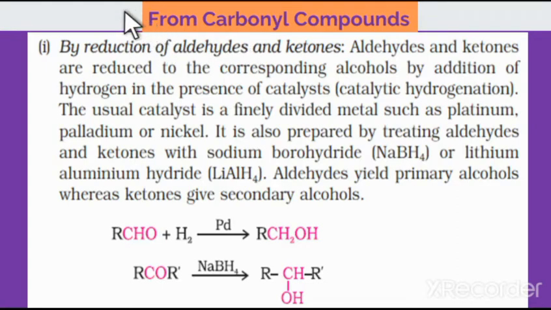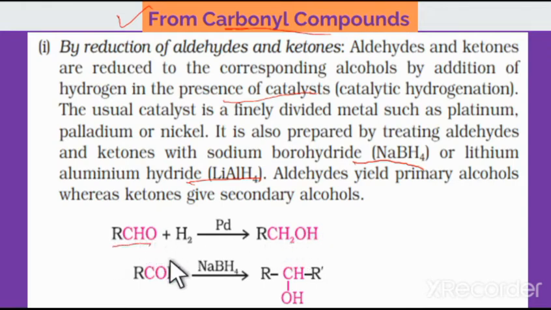Next, we can also get the alcohols from the carbonyl compounds, that may be aldehydes or ketones. So when the aldehydes or ketones undergo reduction, here we can use reducing reagents like sodium borohydride or lithium aluminum hydride, or hydrogenation in the presence of platinum, palladium or nickel. In that case it gives the corresponding alcohols.